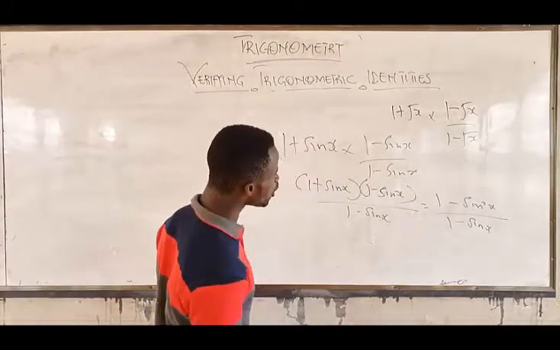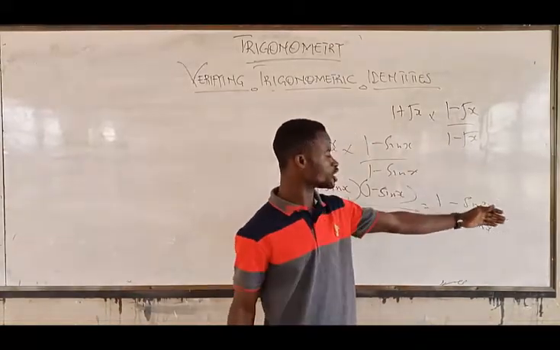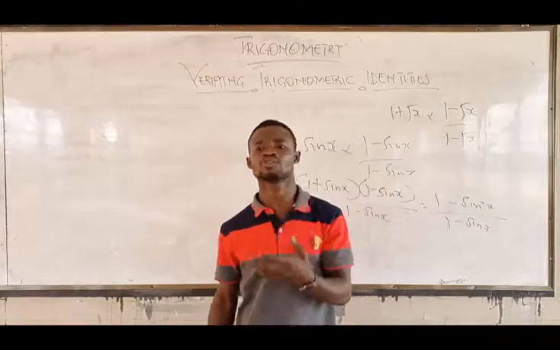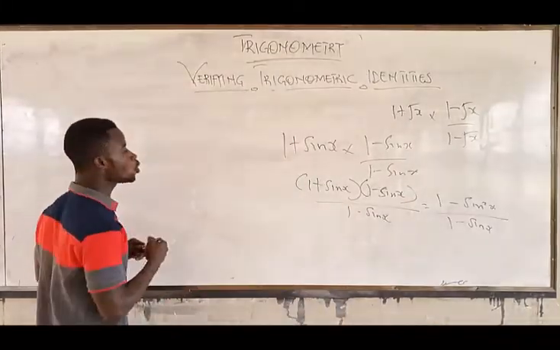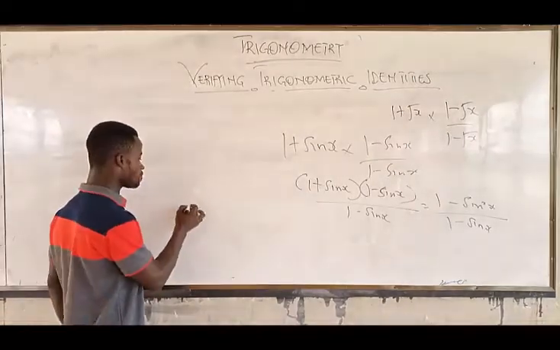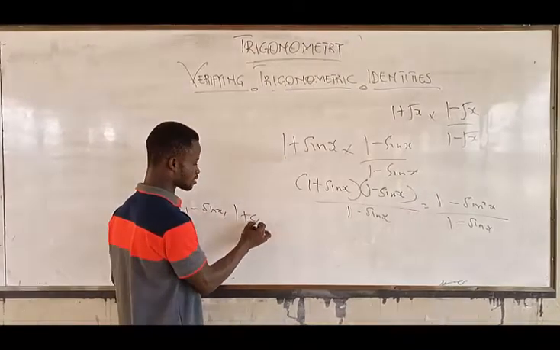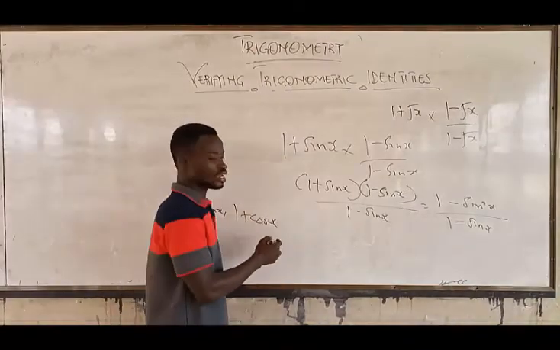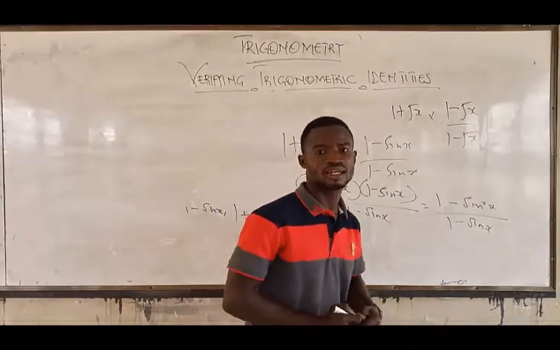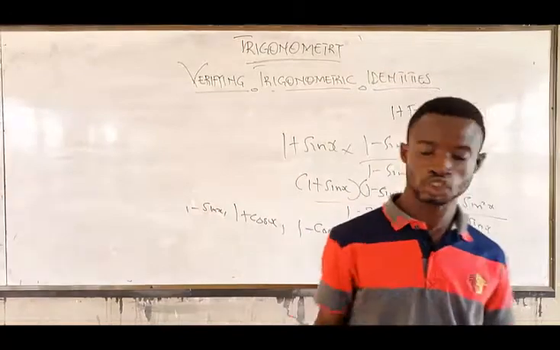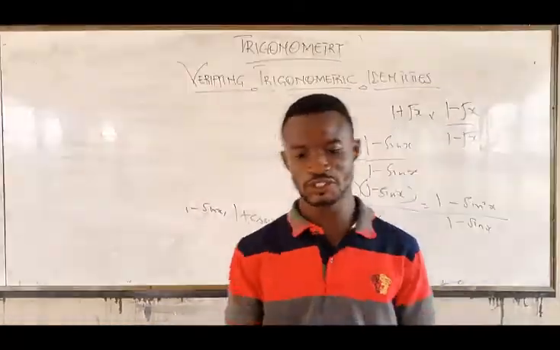So you can see that once you change it to cos square, everything becomes easy for you. Similarly, you can do the same thing for 1 minus sine x and also 1 plus cos x and lastly 1 minus cos x. For all these expressions, this idea may be useful.